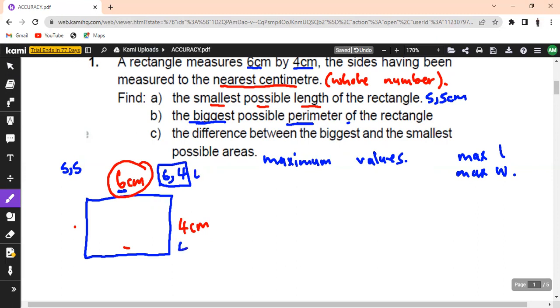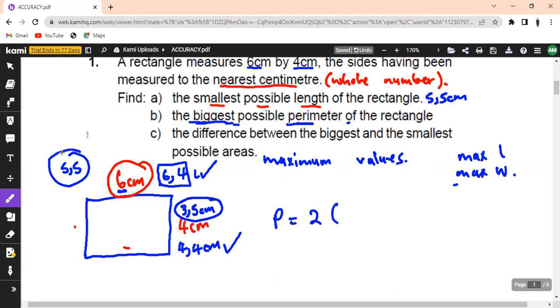The maximum width is going to be 4,4. That is your maximum width, because the minimum width will be at 3,5 centimeters. So this is your minimum, same as this one, your minimum. But now we need maximum, the biggest possible. So you're going to use length of 6,4 and the width of 4,4. So therefore our perimeter, we know that the perimeter of a rectangle is 2 into length plus the width.